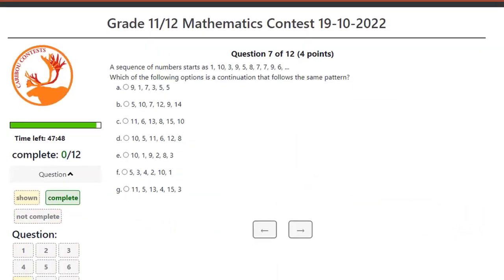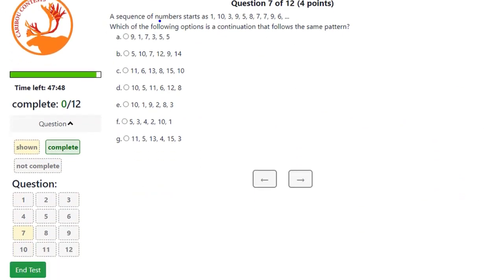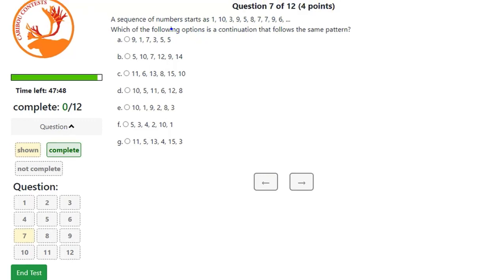Let's consider the next problem. Question 7: a sequence of numbers starts as 1, 10, 3, 9, 5, 8, 7, 7, 9, 6, and so on. Which of the following options is a continuation that follows the same pattern?